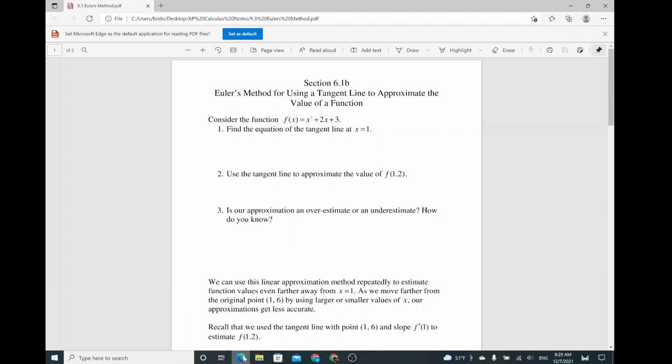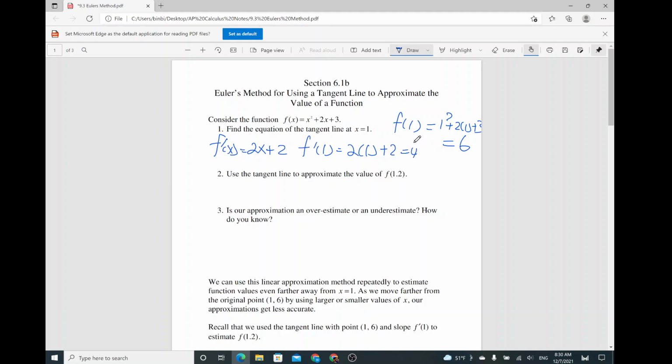Consider the function f of x equals x squared plus 2x plus 3. Find the equation of a tangent line at x equals 1. So first thing that you want to do is find f prime of x. What we found here is 2x plus 2. And then after that, you want to find f of 1 and then f prime of 1. So f of 1 is 1 squared plus 2 times 1 plus 3, which is 6. And then f prime of 1 is 2 times 1 plus 2, which is 4.